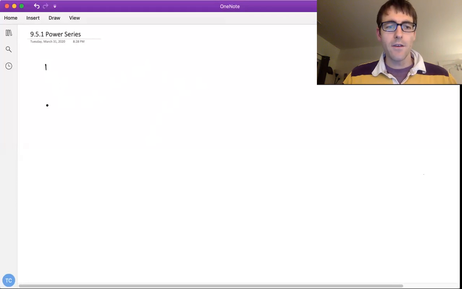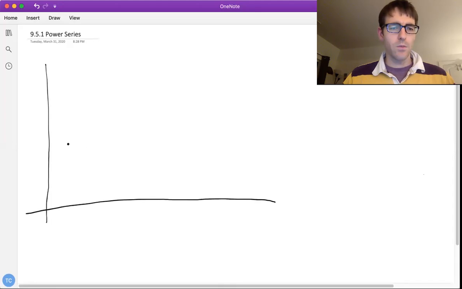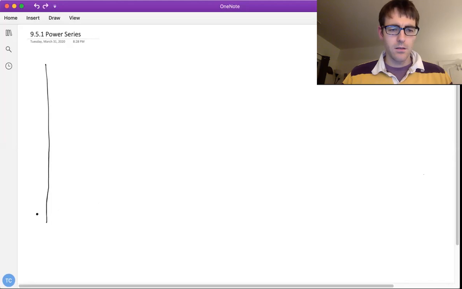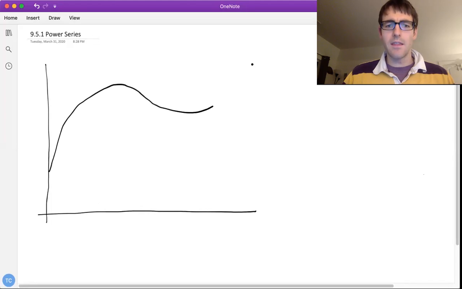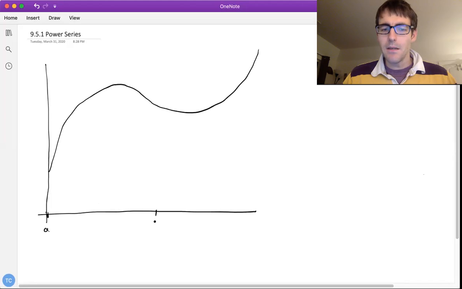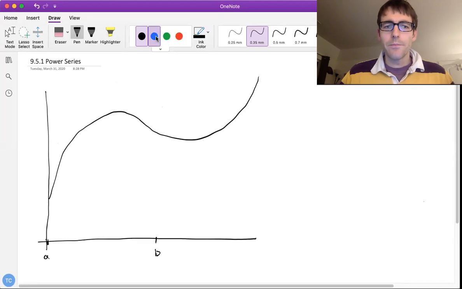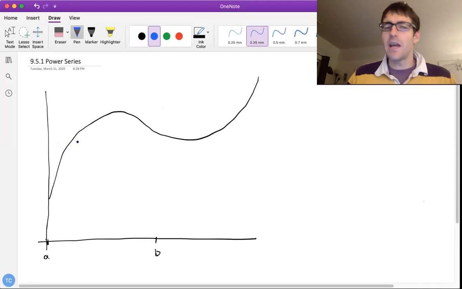So if we have some function, so here's my x and y axis. If we have some function, let's say that looks like this, and I want to approximate what it's doing on a certain range. So let's say from this A to B. We've talked in the past about the different ways that we can talk about how much area is under this curve.